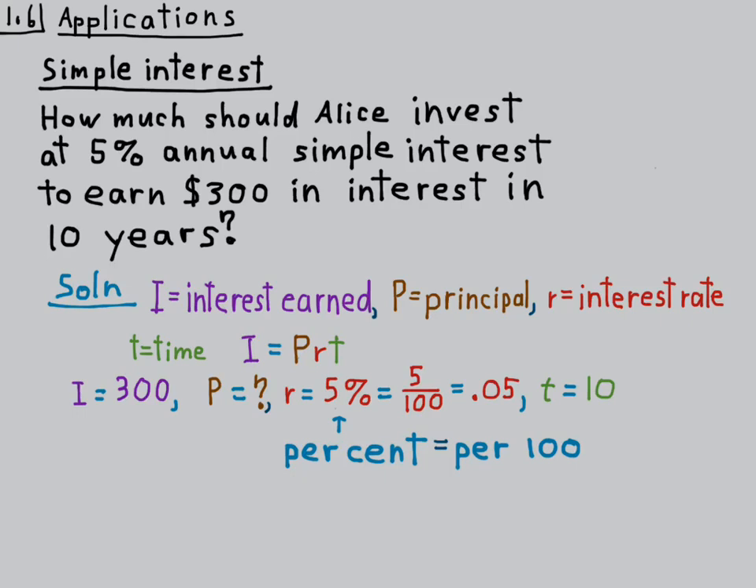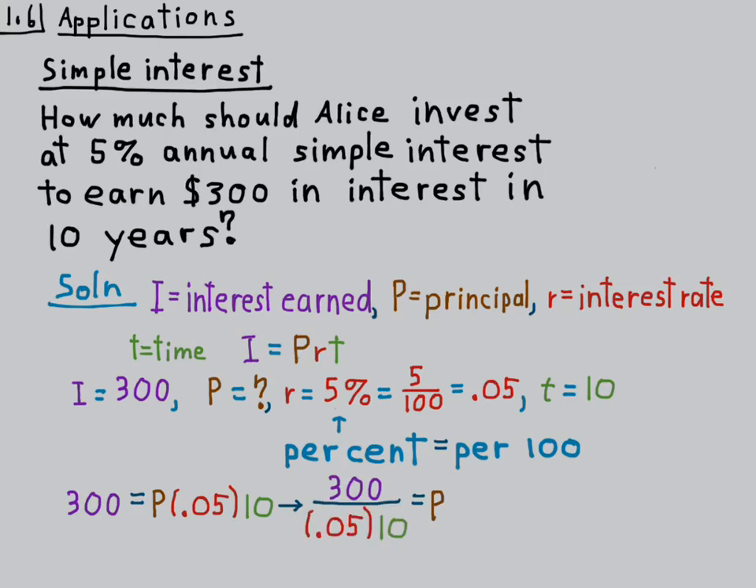And then the time, t, it says in 10 years. So t is 10. Now I know what I, r, and t are, and I have to find what P is. So I just plug those numbers into my formula. 300 equals P times (0.05) times 10. Whenever I multiply by a decimal with nothing to the left of the decimal point, I put parentheses around it, because if you put a dot before 0.05, it looks like a colon. So that's just to avoid confusion.